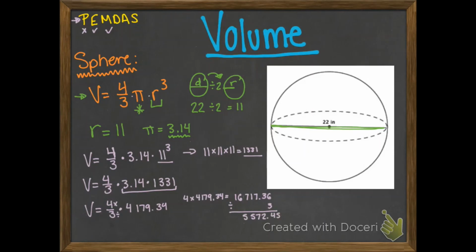That gives me 5,572.45. Now your directions are going to tell you to round to the nearest tenth. So that's actually one number after the decimal. Remember, when rounding, you always look at the one behind it. If it is 5 or above, you go up. If it is 4 or below, you stay the same. Since the next number is 5, we're actually going to round the 4 up to a 5. So our volume for this sphere is 5,572.5, and the unit is inches cubed.